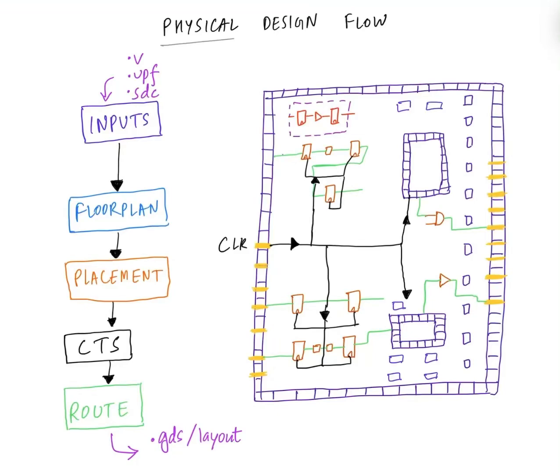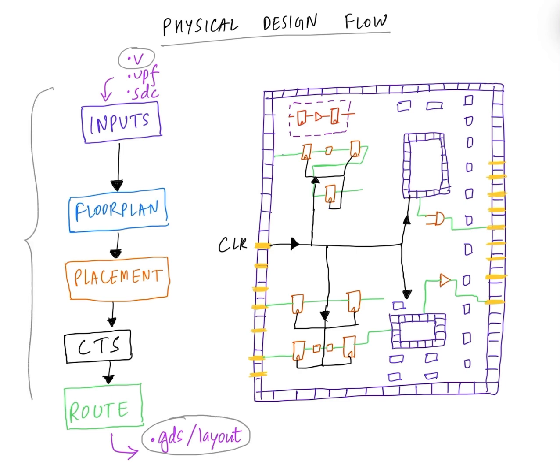Typically, the physical design flow starts with a RTL or a gate level synthesized netlist, and it ends with the physical design engineers delivering the final layout or GDS. So this flow, which we are going to discuss here, varies from company to company, but here we are going to discuss the most generic flow, which consists of 5 steps.